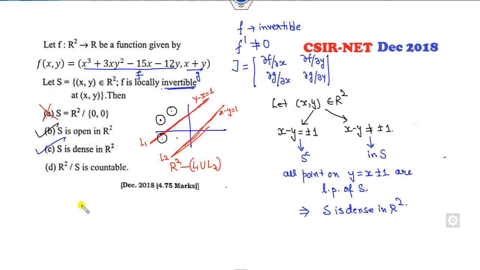R2 minus S is countable. What is that? If I define what S is, what is R2 minus S? It is this line. How many values are there? There are infinitely many values lying on these lines. That means it is uncountable, so the option saying countable is a wrong option. The right answer is that B and C are the correct options.